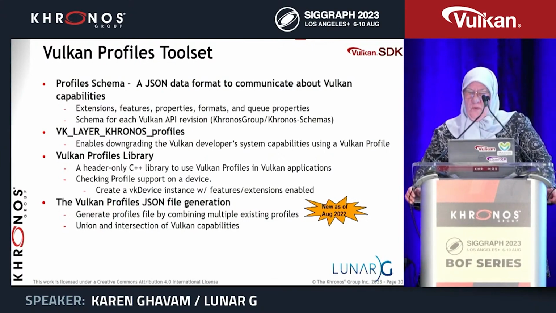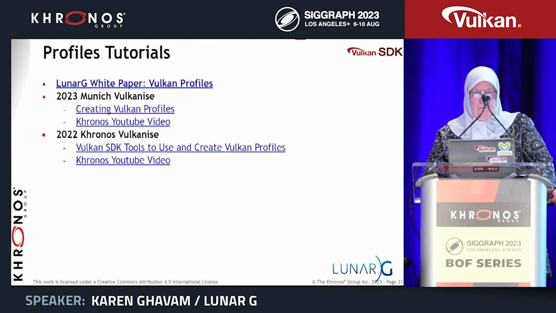And what was added about a year ago was a JSON file generation tool where you can take multiple profiles and combine them together, and you can do a union or an intersection. So this is a tool that's only been out for about a year now. There are links in this slide set. If you grab the QR code, there are really good tutorials on how to use the profiles tool set. Christophe Riccio has done these tutorials. He is the author of the profiles tool set at LunarG.